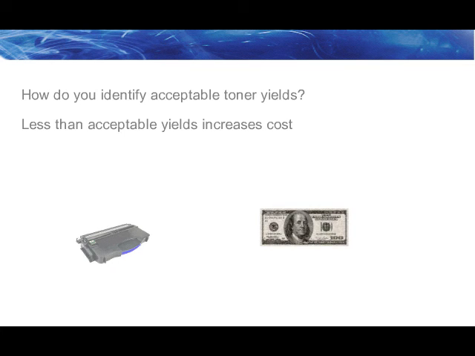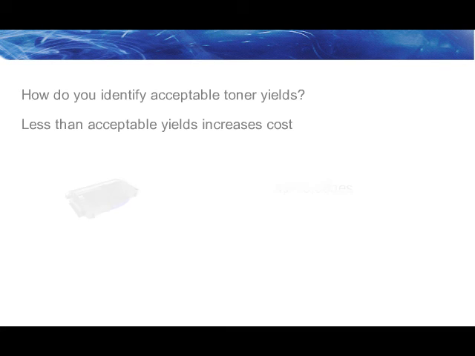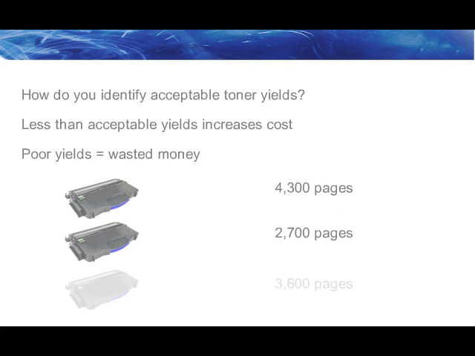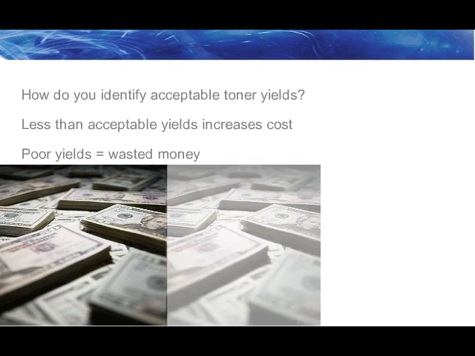Isn't a $100 cartridge that is placed in a device that obtains half of the yield as other toners placed in the same device really a $200 cartridge? And if you're getting consistently poor yields on your cartridges and you're unaware of it, aren't you wasting a lot of money?